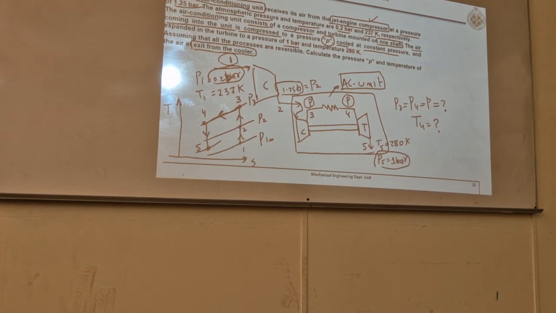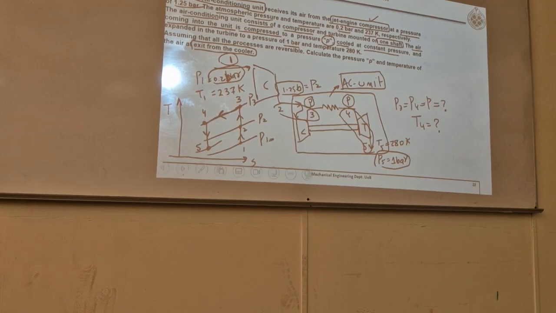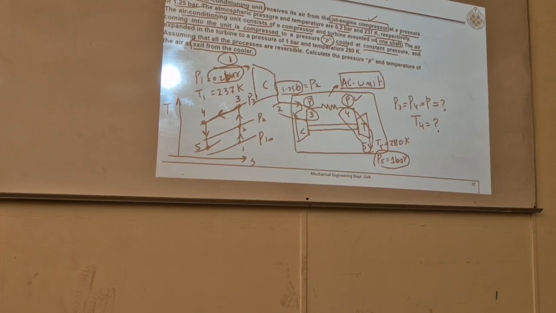And work of compressor is equal to work of turbine. This second compressor is getting the work from the turbine in this question. So we need to find out this P. So how to find this P? Now, look, work of turbine is equal to work of compressor. That is one equation we can write.